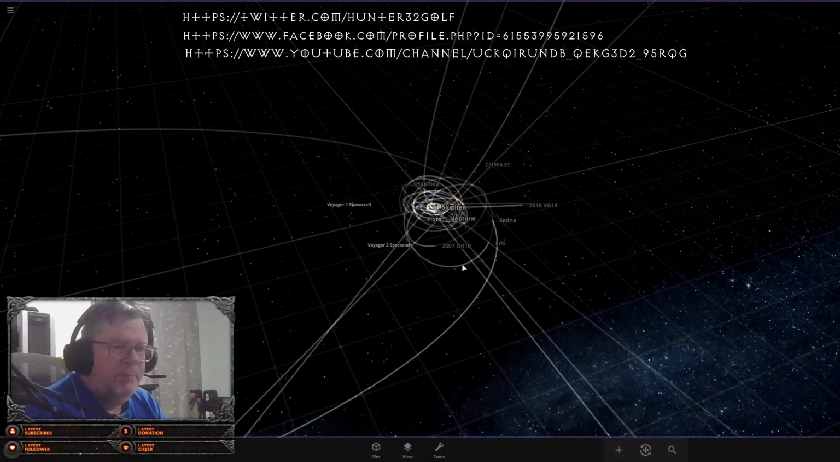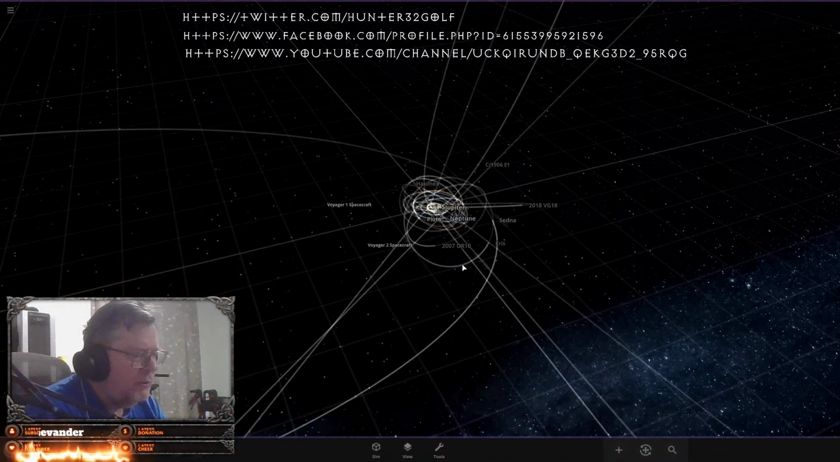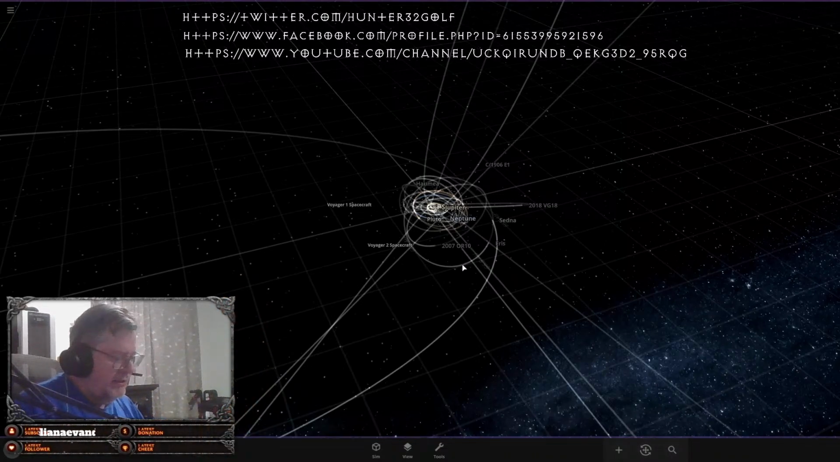So we're going to be doing a lot of distance measuring in here. And we're going to do it in what's called an astronomical unit. An astronomical unit is 93 million miles. It's the distance from the sun to the earth. And it is a common way of measuring distances within the solar system.